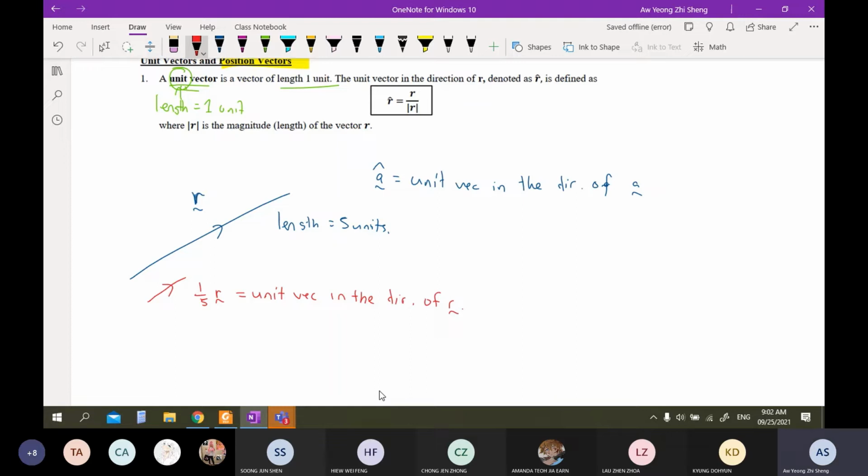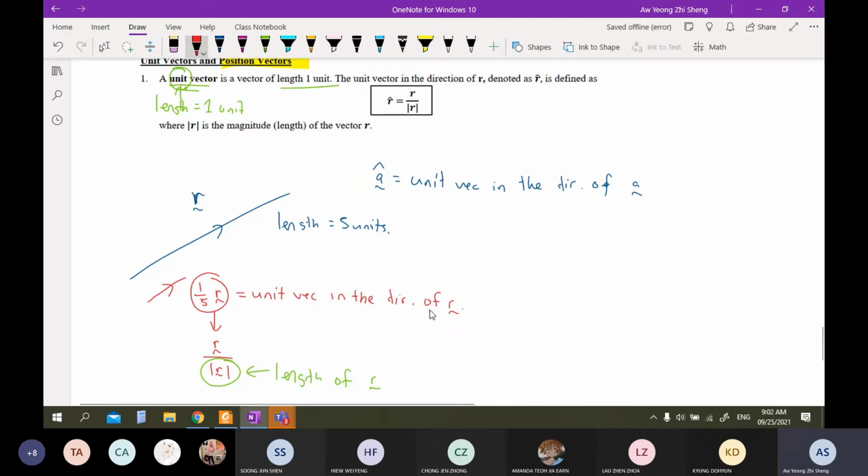Okay, so 1/5r, if you notice, this is actually equal to r divided by its own length. I think you all know that modulus of a vector means the length. So this is the notation for the length of r. And whatever vector divided by its own length will give you the unit vector. And so that's why we have this formula.